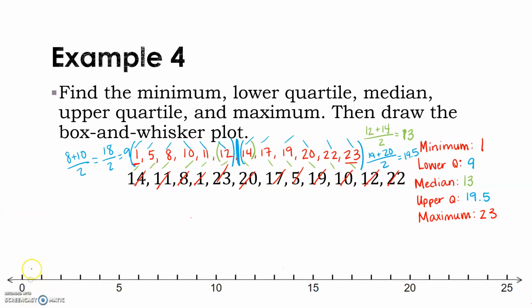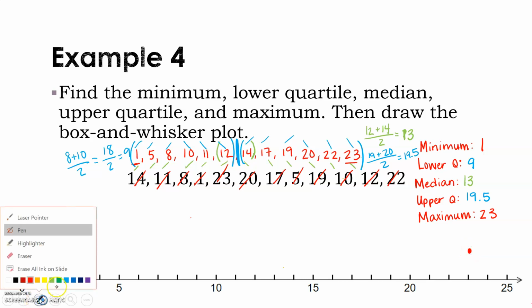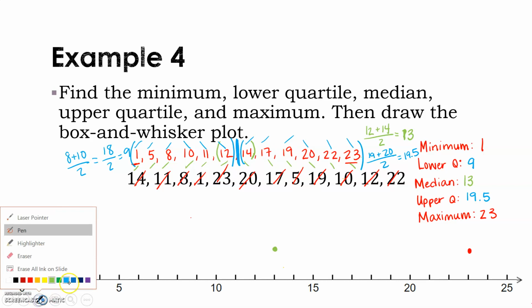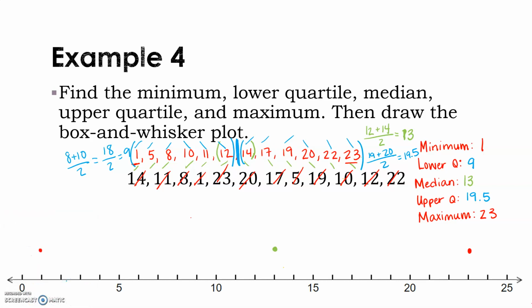Now I'm going to put these points on the graph. So I've got my minimum of 1. I've got my maximum of 23. I've got my median of 13. Let's see. Lower quartile of 9. Upper quartile of 19.5. And now I just have to connect those points with a box.